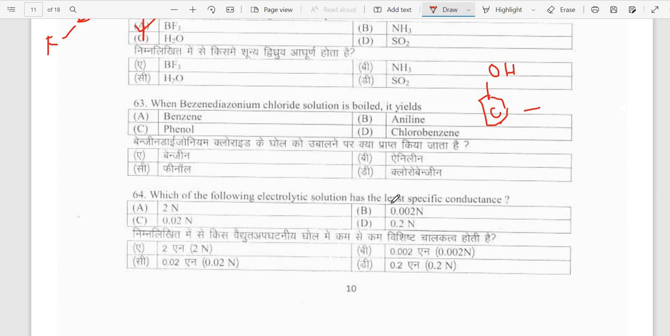So least specific conductance. Specific conductance decreases with dilution, so which one is more dilute? Among the concentrations, 0.002 normal is the most dilute. So in that case the specific conductance is very low.